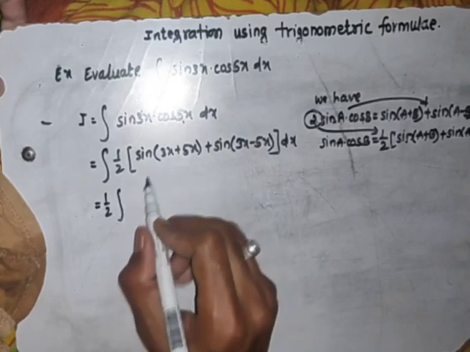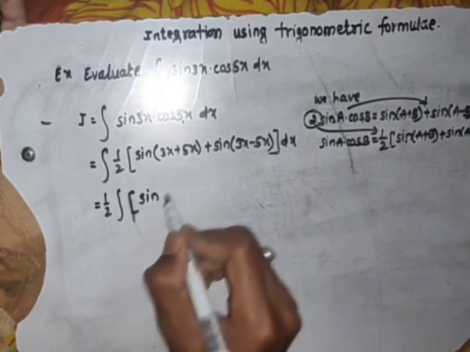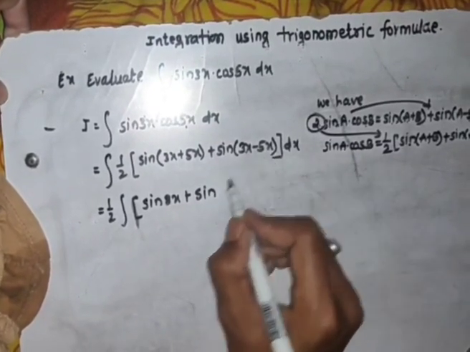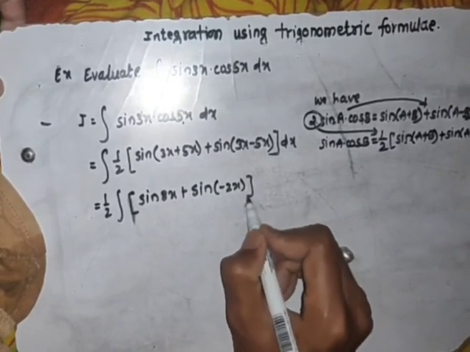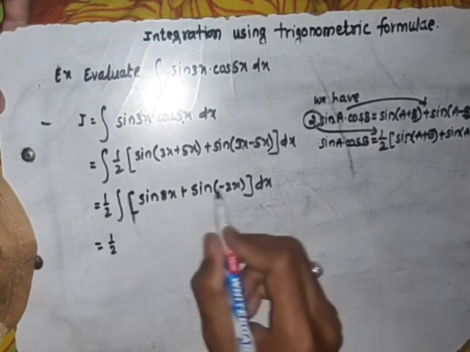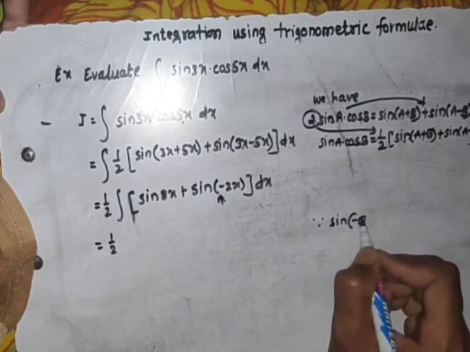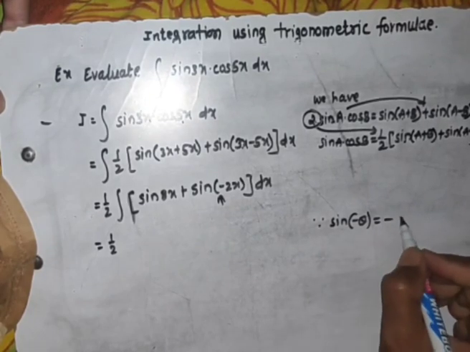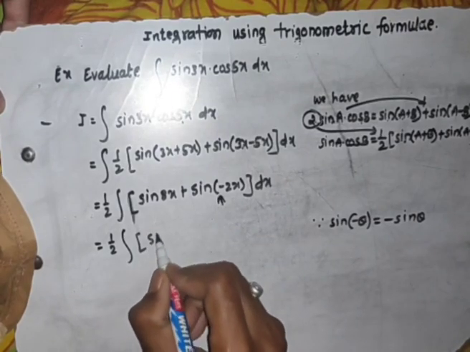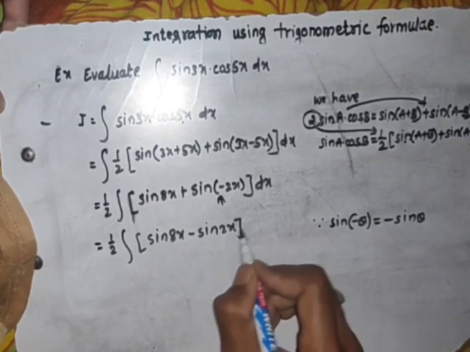What will be the remaining terms here? Here sine (3x plus 5x), adding these two terms, this will be 8x, plus what is next? Sine of (3x minus 5x). This is minus 2x, with respect to x. Now what I am rearranging here is the negative angle. What is sine of minus theta? This property of negative angle: sine of minus theta is nothing but minus sine theta. Using this property, can I write here integration of sine of 8x minus sine of 2x dx.